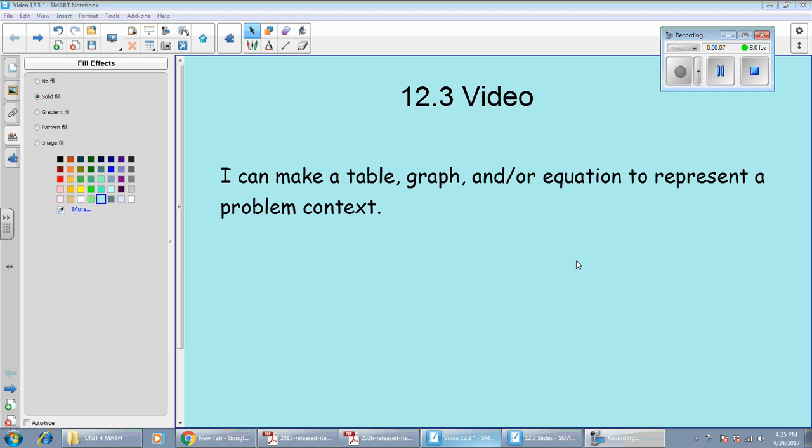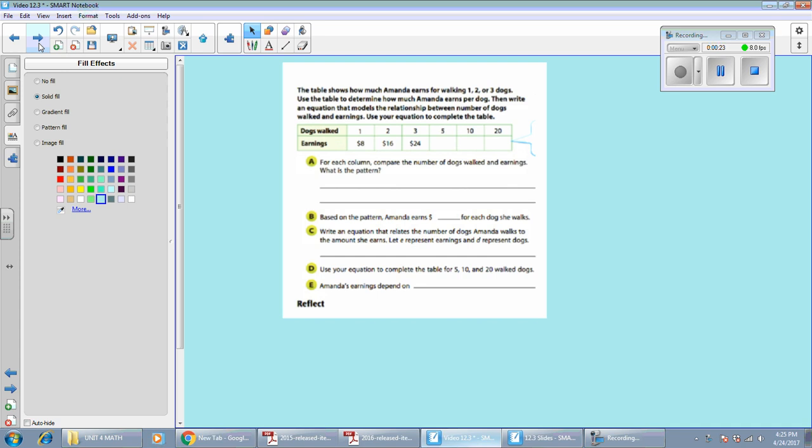This video is going to be about making a table, a graph, and/or an equation to represent a problem context. So you can use this video in Unit 4 that pertains to Lesson 12.3. Let's look at this question together.